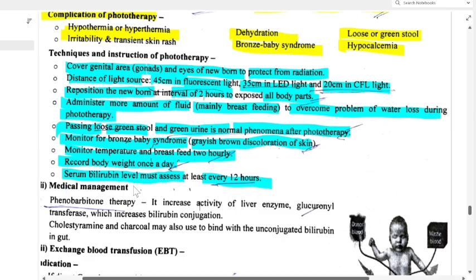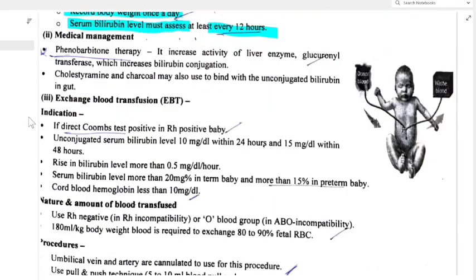Then comes medical management. So let's see, phenobarbital therapy. It increases the activity of the liver enzyme, that is glucuronyl transferase, which increases bilirubin conjugation. Then cholestyramine and charcoal may also be used to bind with the unconjugated bilirubin in the gut.